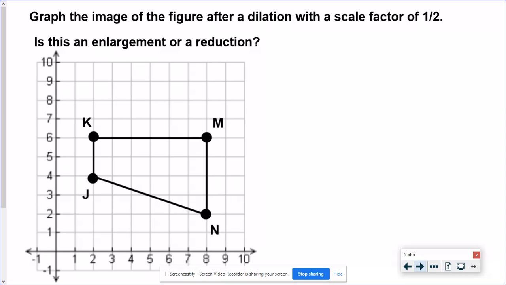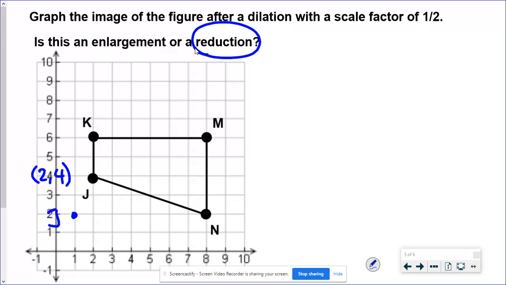For this problem, I want a dilation, which means it's going to change the size. The scale factor is 1/2, which means it'll be a reduction. It's going to get smaller. Every ordered pair, the x's and the y's, are going to be multiplied by 1/2 or divided by 2. So we already know this is going to be a reduction. It's getting smaller. Point J is at 2, 4. If I multiply each of those by 1/2 or divide them by 2, I would be at 1, 2.